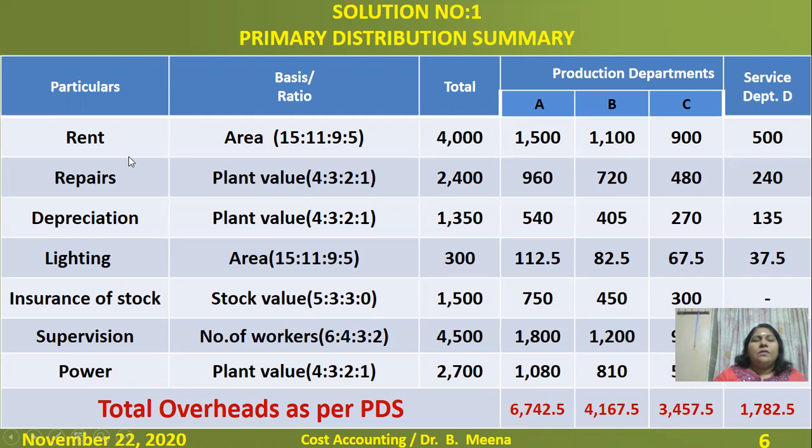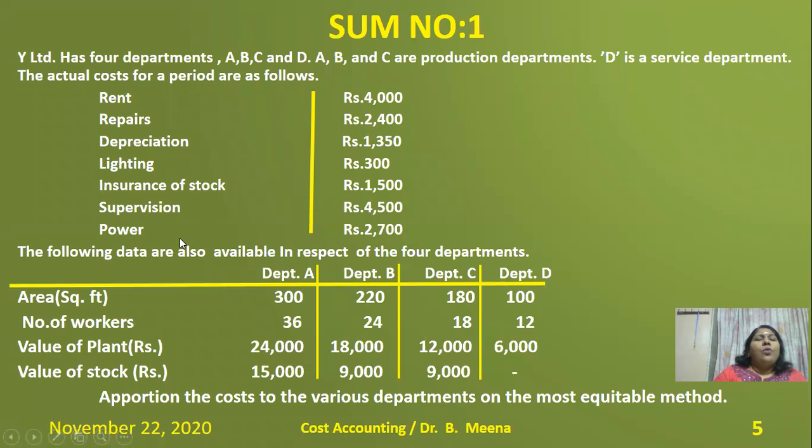The next expense is repairs. How can we relate this expense to the additional information? We have area, number of workers, value of plant, and value of stock. Repairs relate only to plant and machinery, right? So repairs of 2,400 can be apportioned to A, B, C, D on the basis of value of plant. I can get the ratio after cancelling three zeros in all amounts. Divisible by 6 gives 4 is to 3 is to 2 is to 1.